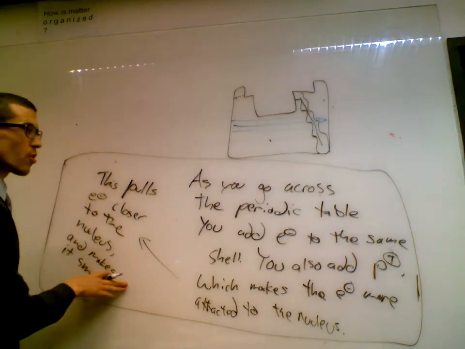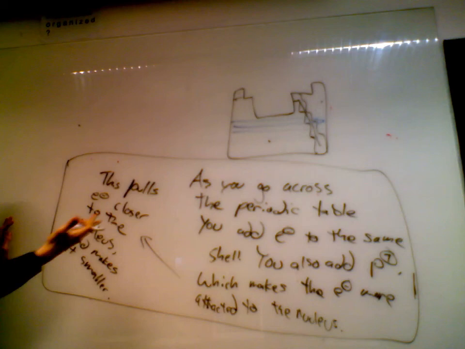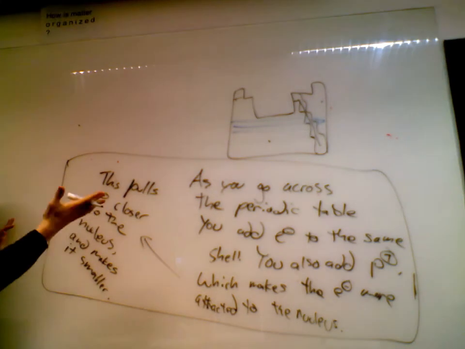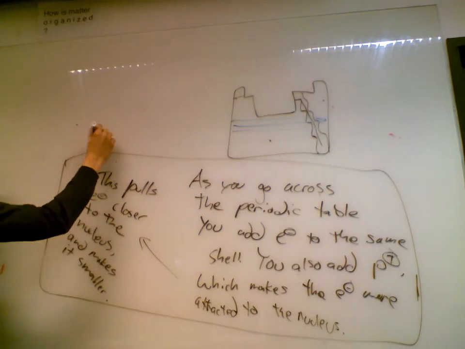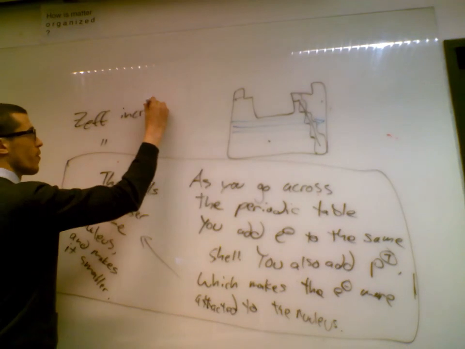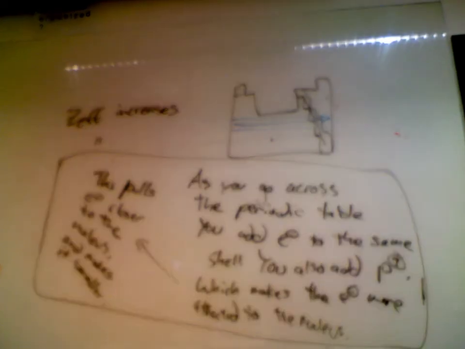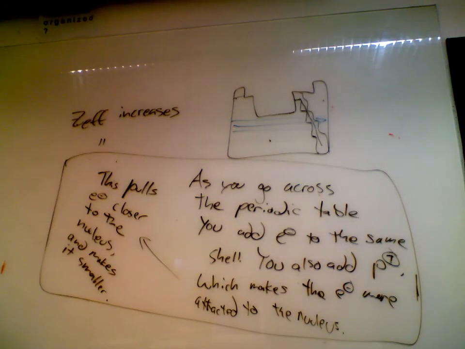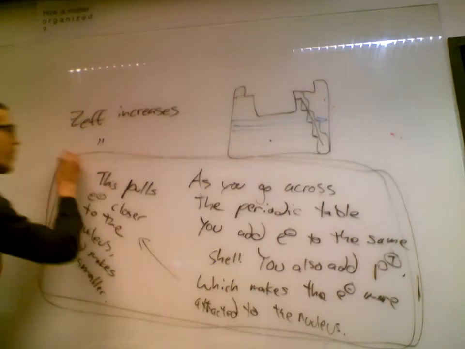All right. So another way to say all of this: as you go from left to right on the periodic table, the effective nuclear charge increases. Effective nuclear charge increases. That's the same thing. I'd accept both of these answers. Here's one, here's the other.